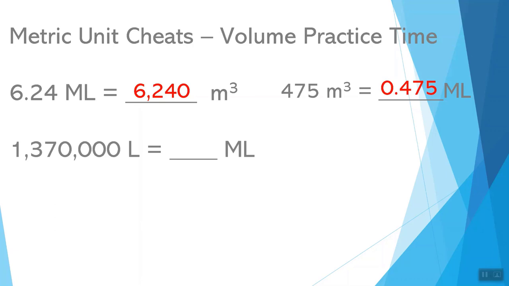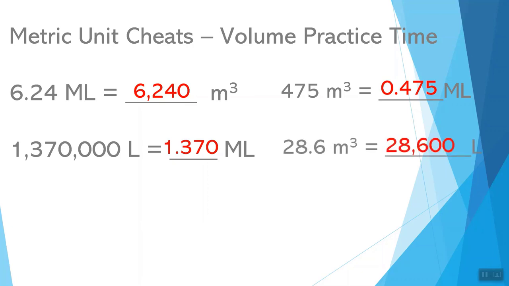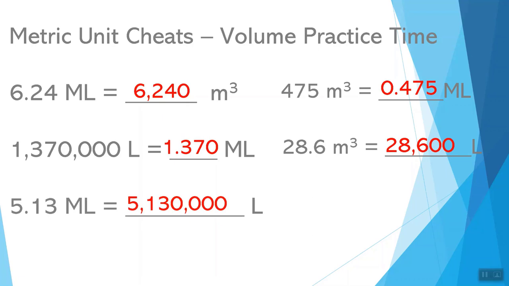1,370,000 liters equals 1.370 megaliters. 28.6 cubic meters is 28,600 liters. 5.13 megaliters equals, how many liters would that be? 5,130,000. 340,000 liters equals 340 cubic meters.